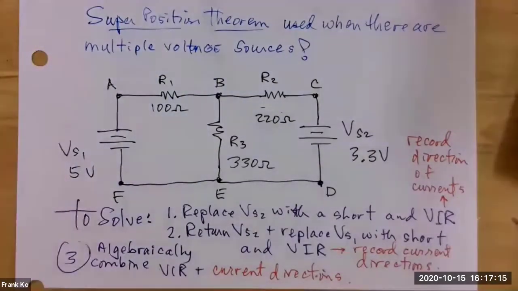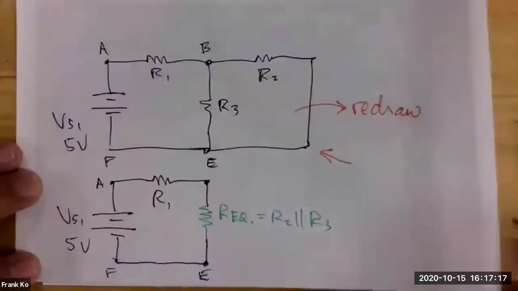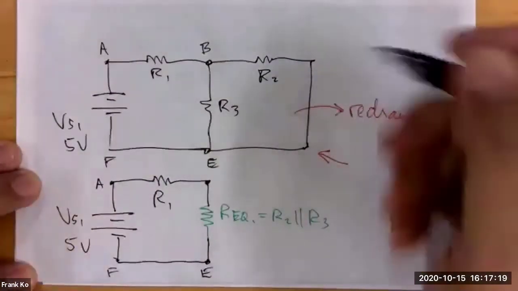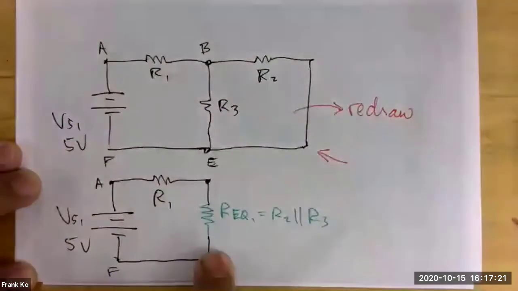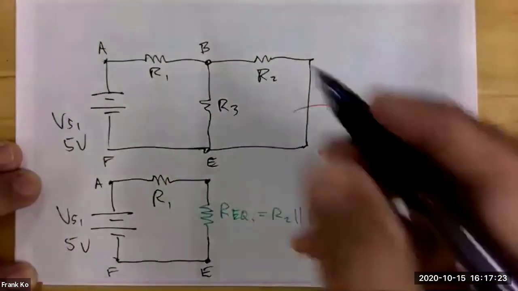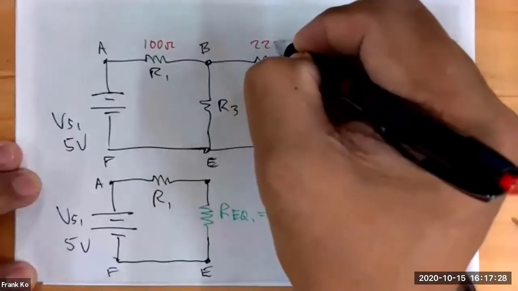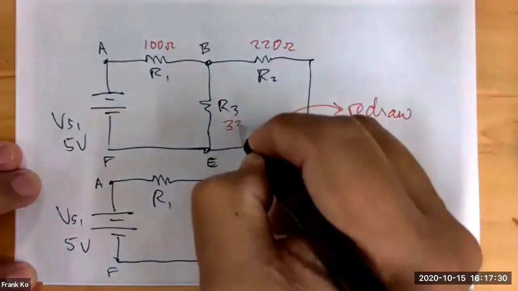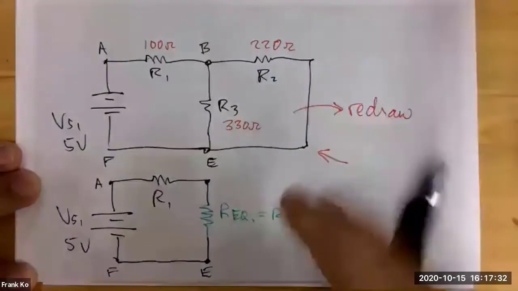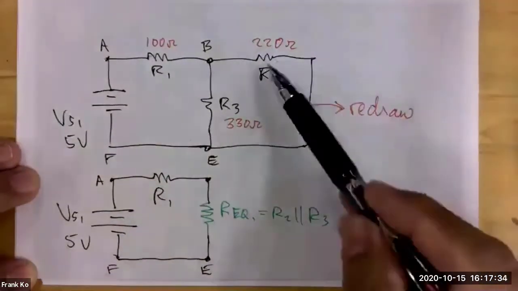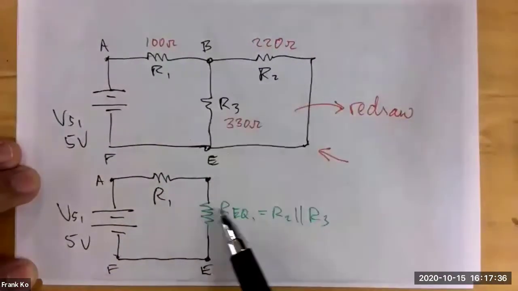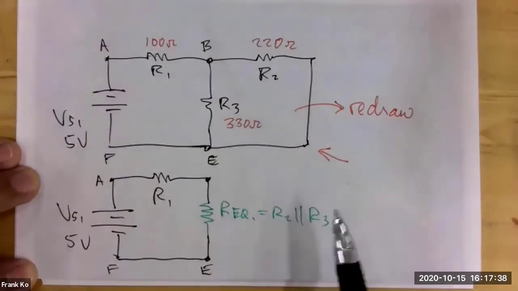Thank you. All right. So in here, I have replaced this with a short. I'm going to analyze what's going to happen with this. So I'm going to fill in the data. This is 100 ohms. This is 220 ohms. This one's 330 ohms. We said from earlier that these two combine to give us an R equivalent of these two parallel with each other.